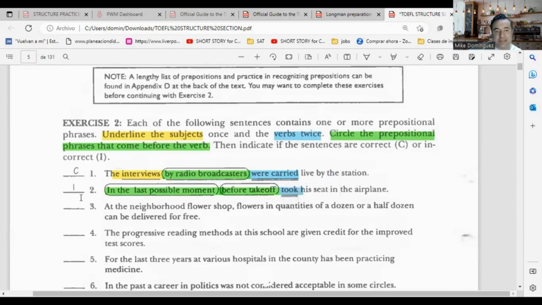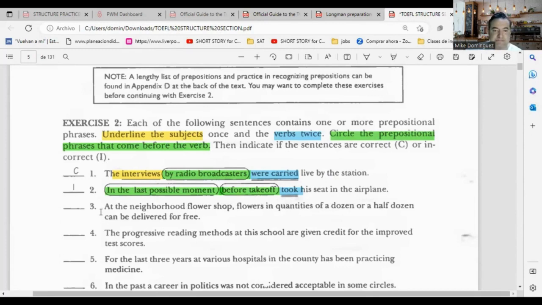"He's in the airplane." So that's incorrect, because what's missing? It has a verb and a prepositional phrase, but a subject is missing, exactly. Very good. Number 3, let's do the same.